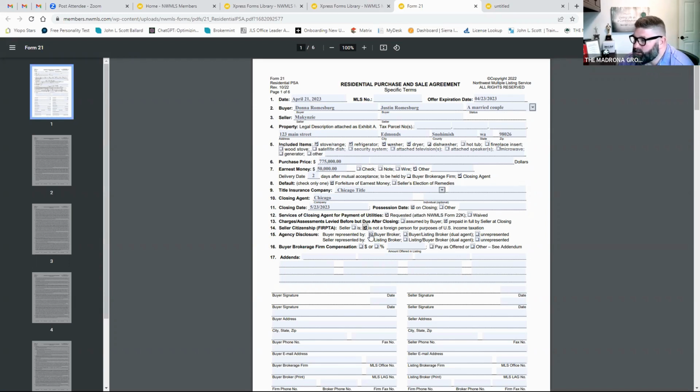So in this case, I am representing the buyer. I'm representing Donna on vacation. So we've done all this remotely. We got the listing broker is representing the listing side. So we always want to put that. Now, here's the thing too. This is what needs to happen.